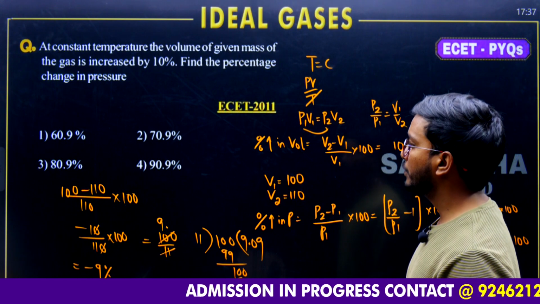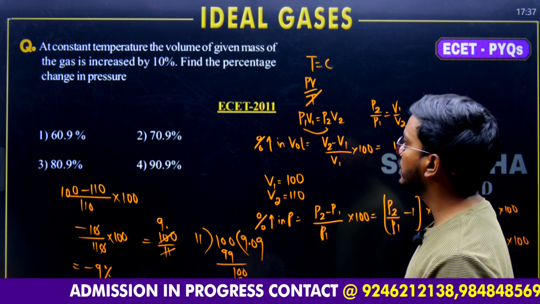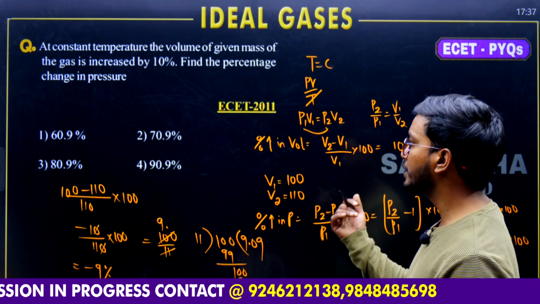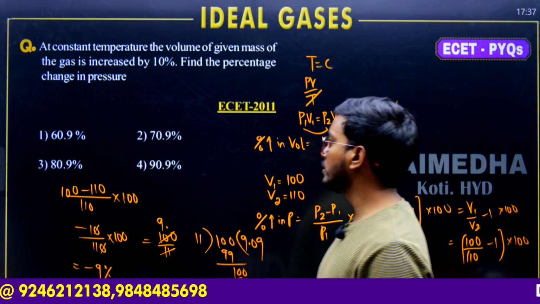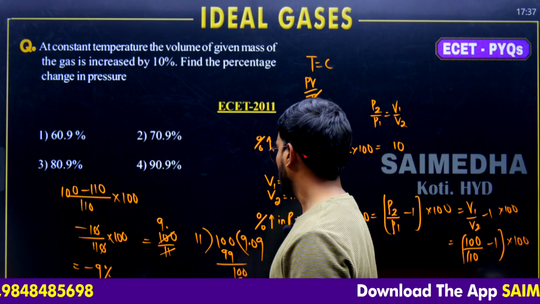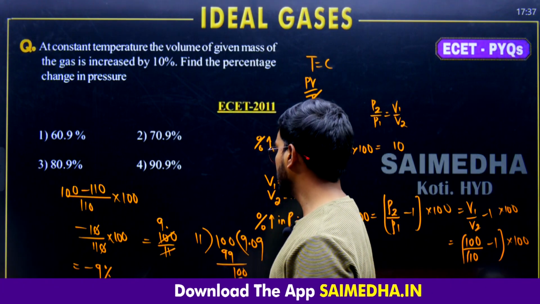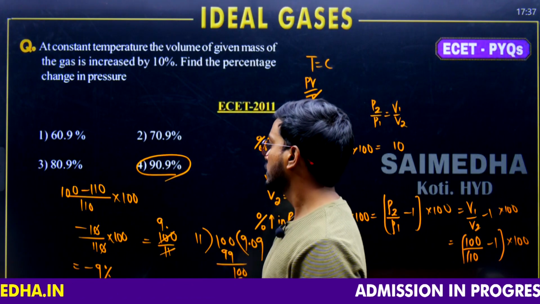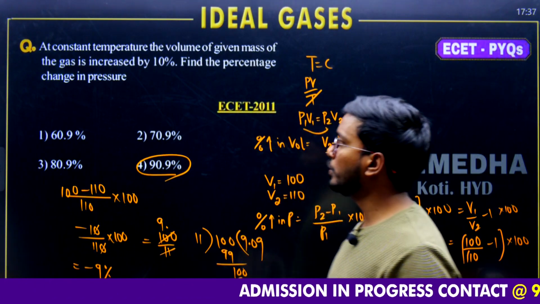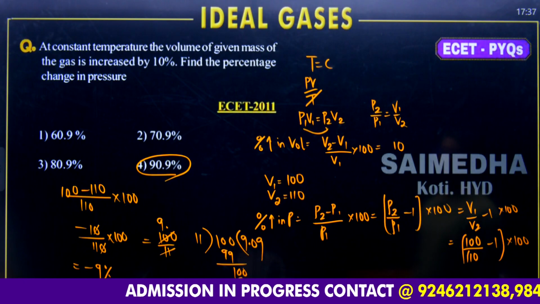Find the percentage change in pressure. The percentage is decreased by 9.09. So what is the correct answer going to be? That is 100 minus 9, that should be 90.9. Right? 90.9 should be your correct answer. Go through it once.